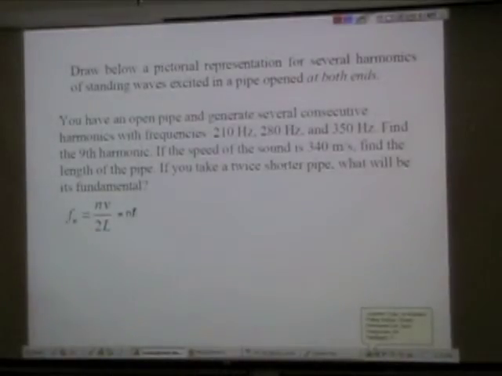And of course, now you can calculate any n harmonics, number n, 9, whatever. Any question?